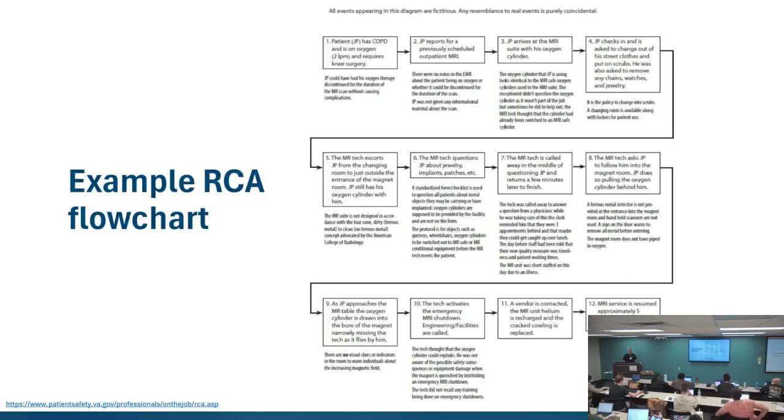This is an example flow chart. What that was before was like a concept map of all the things that were involved. This is asking those questions. So this is saying, all right, patient has COPD and is on oxygen and requires knee surgery. JP could have had his oxygen therapy DC'd for the duration of the MRI scan without causing complications. So this is what happened and then what the consequence of it was. Each step in the process is what happened and then what the result of it was. And so this is asking that why question. Event, why it happened. Event, why it happened. Event, why it happened. And that's how an RCA is conducted.